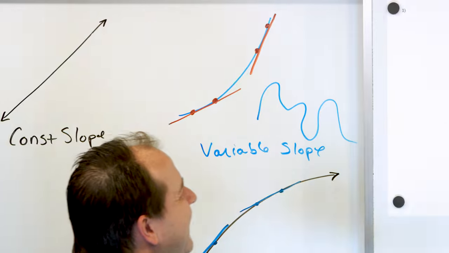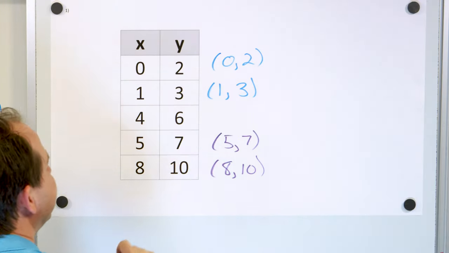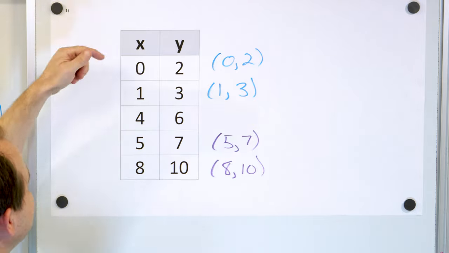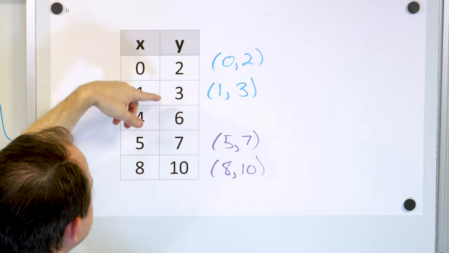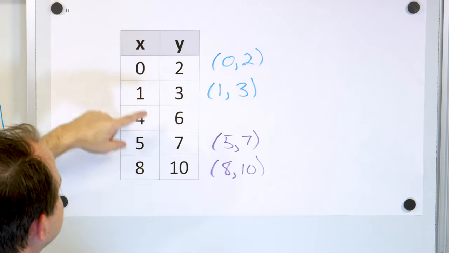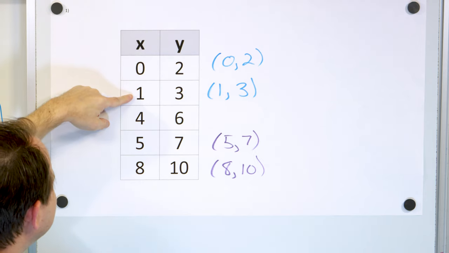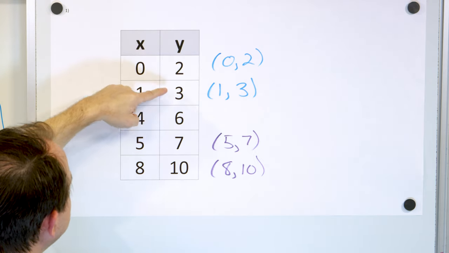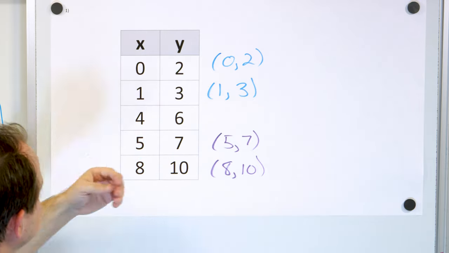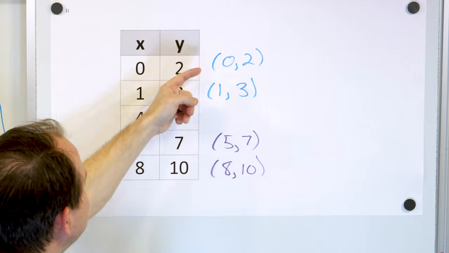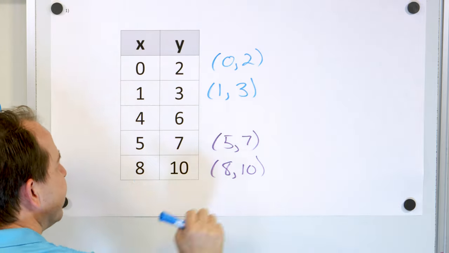So here we have some data for problem number one. We have x values of this data, we have y values of this data. This data can represent anything. X could be maybe time in seconds, and y could be the altitude of a butterfly. So at 0 seconds, the butterfly is 2 centimeters in the air. At 1 second, the butterfly is at 3 centimeters in the air. At 4 seconds, the butterfly is 6 centimeters in the air, and so on. And these x, y values can be written down in terms of points, (0, 2), (1, 3), and so on.